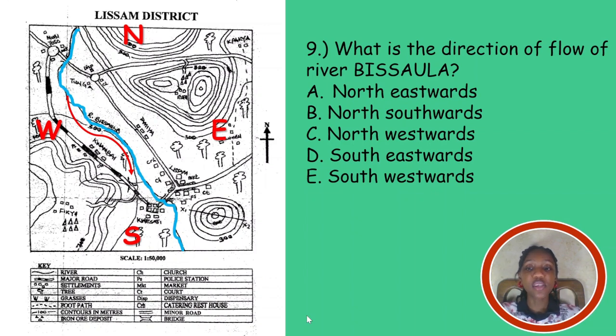So now all we need to do is establish if it's flowing in the southeast or southwest direction. And looking at the map, it should be clear to see that River Bisola moves slightly to the right, which is eastward. So that makes the answer D, southeastwards. The direction of flow of River Bisola is southeastwards.